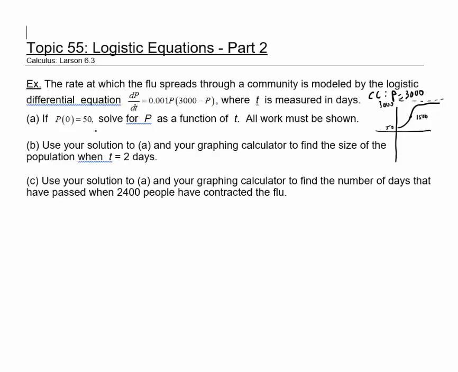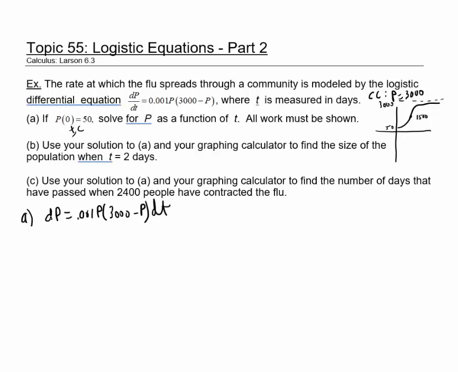What's going to make this one a little bit harder is now we're actually going to solve this logistic differential equation. Given my initial condition, solve for P as a function of time, and all work must be shown. This is going to take a little bit of room too. This is a differential equation, so I obviously start off by separating variables. I get dP equals, and just like we did before, we take this dt and move it up here. So I get 0.001 P times (3000 minus P) dt.